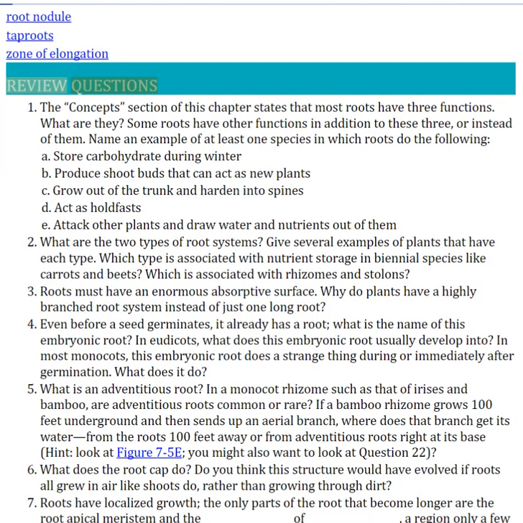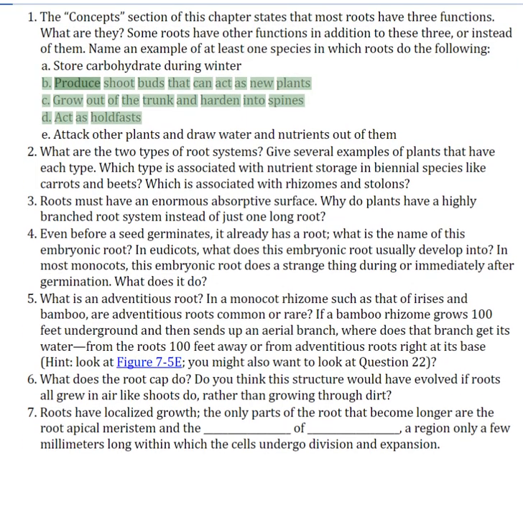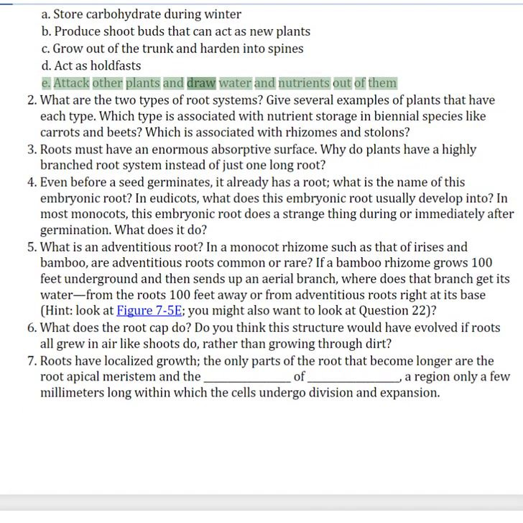Review questions. 1. The concepts section of this chapter states that most roots have 3 functions. What are they? Some roots have other functions in addition to these 3, or instead of them. Name an example of at least one species in which roots do the following. A. Store carbohydrate during winter. B. Produce shoot buds that can act as new plants. C. Grow out of the trunk and harden into spines. D. Act as holdfasts. E. Attack other plants and draw water and nutrients out of them.